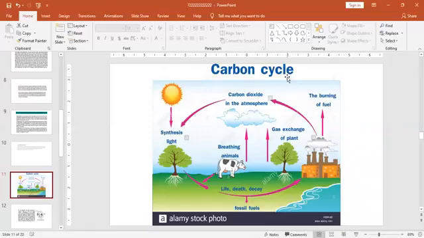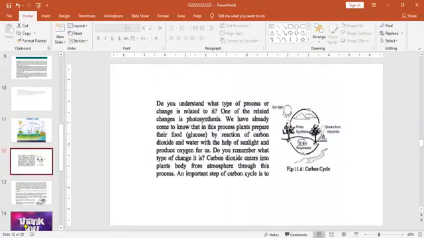Another process: the bodies of animals and plants die and decay, mixing with the soil, and the carbon mixes with the soil. Okay, this is a cyclic rotation. Then atmospheric carbon dioxide is taken by plants for the photosynthesis process. So photosynthesis, breathing of animals, gas exchange, the burning of fuel, all are processes related to carbon dioxide. This cyclic rotation of carbon dioxide is the carbon cycle.